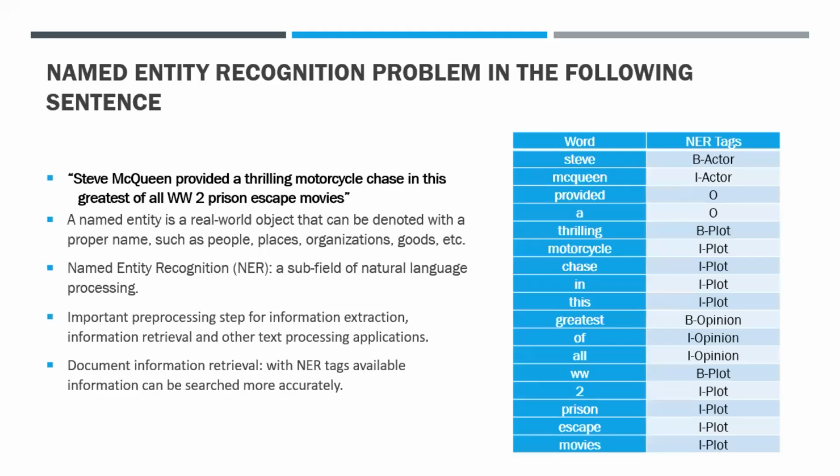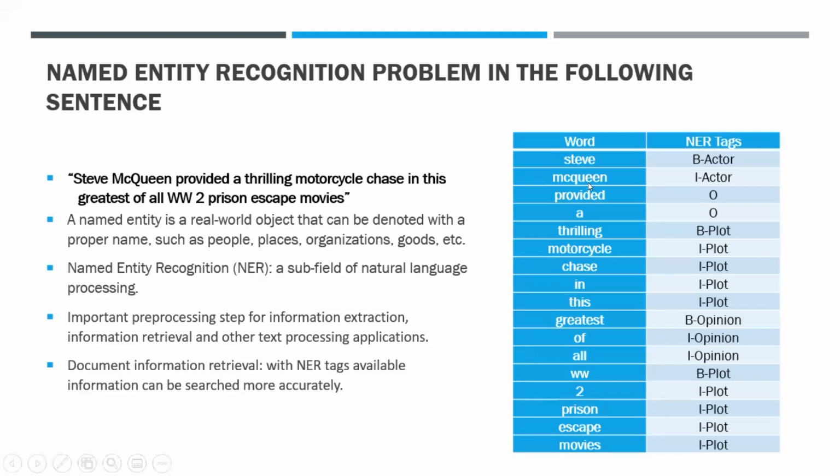So I'll introduce the named entity recognition problem based on the following sentence. Steve McQueen provided a thrilling motorcycle chase in these greatest of all World War II prison escape movies. So what are the named entities? A named entity is a real world object that can be denoted with a proper name, such as people, places, organizations, goods, etc. And an example of the data is given on the right-hand side.